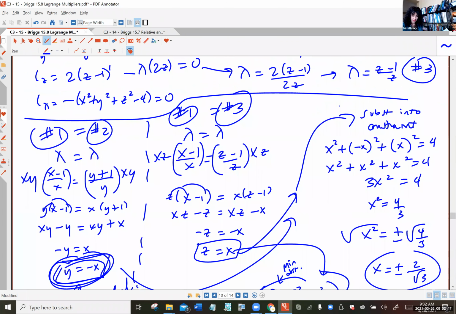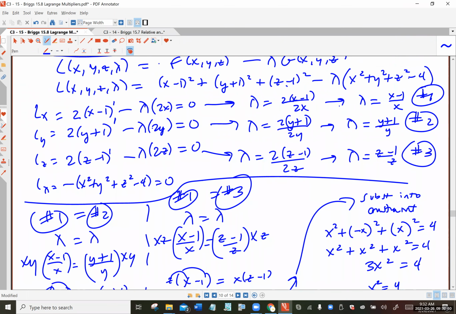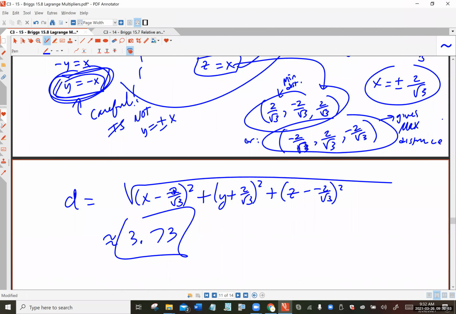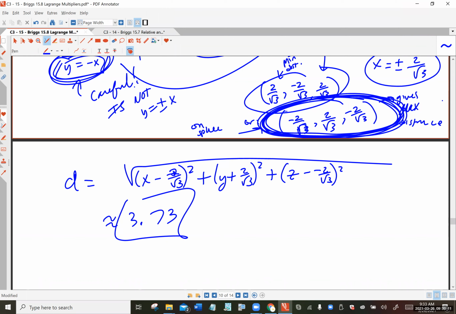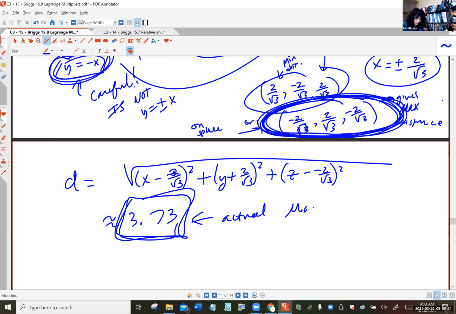Wait, so the answer was the equation for D, just plugging in? Well, there's sort of several parts of the final answer, okay? One of the parts is this is the point on the sphere that will give the max distance, this point with these coordinates. Can you see that? Yeah. And then the actual max distance that you get when you take that lovely point on the sphere is this value here. This is the actual max distance.